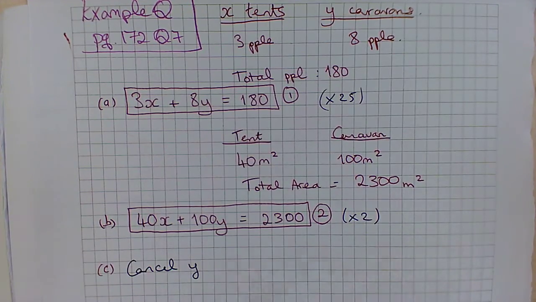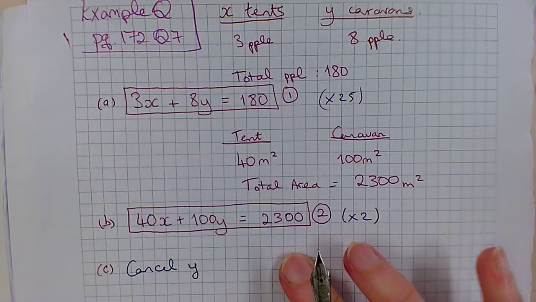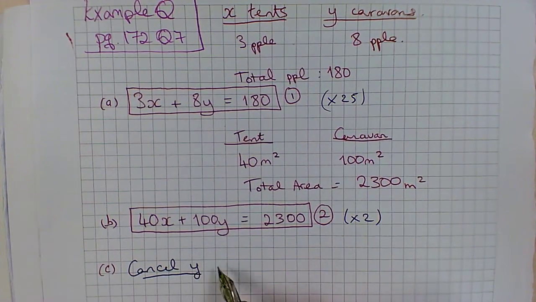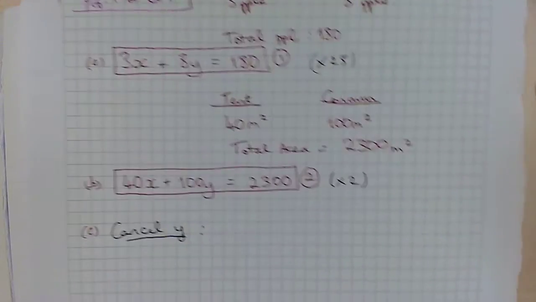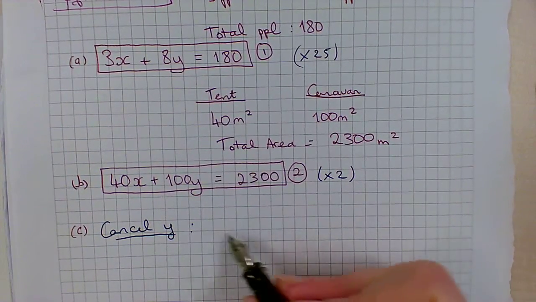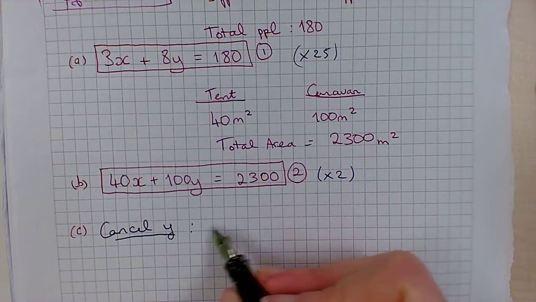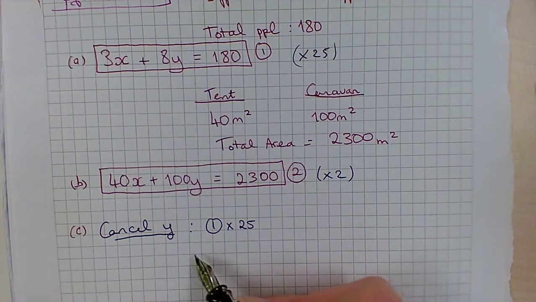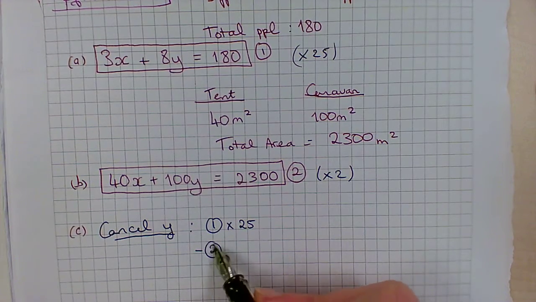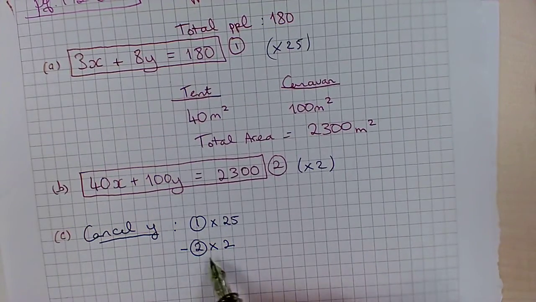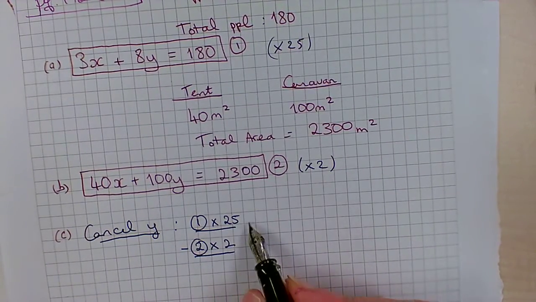Now, if you ended up multiplying this equation by 100 and this equation by 8, it's fine. You'll have bigger numbers, but you'll get the same answer in the end. So don't worry if you can't spot your LCM like that. So I'm going to cancel y, and I'm going to do it by multiplying equation 1 by 25, and then subtracting equation 2 multiplied by 2. So you can say I'm multiplying it by minus 2 if you like.